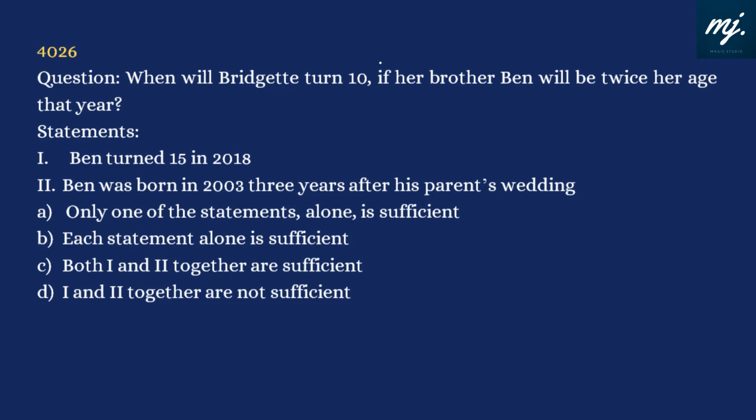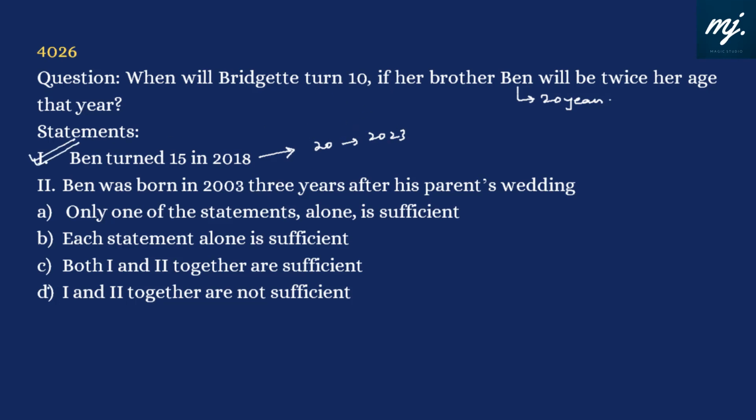So the next one is on data sufficiency. When will Bridget turn 10 if her brother Ben will be twice her age that year? That means Ben would be turning 20 years. That also gives us that Ben is 10 years elder to his sister. Statement 1 says Ben turned 15 in 2018. We can get it. Ben will turn 20 after 5 years, that is 2023. And in that year, Bridget will turn 10.